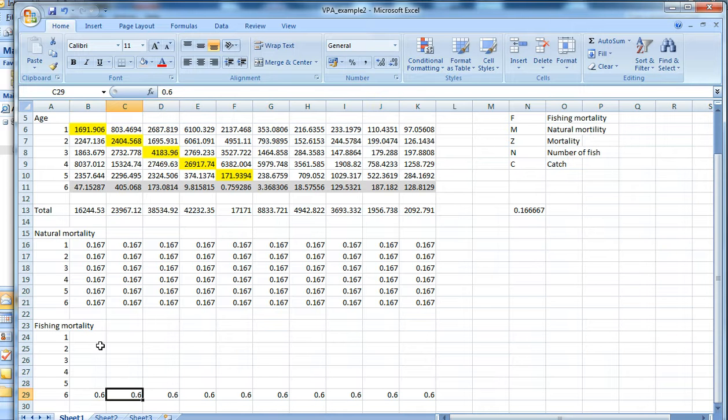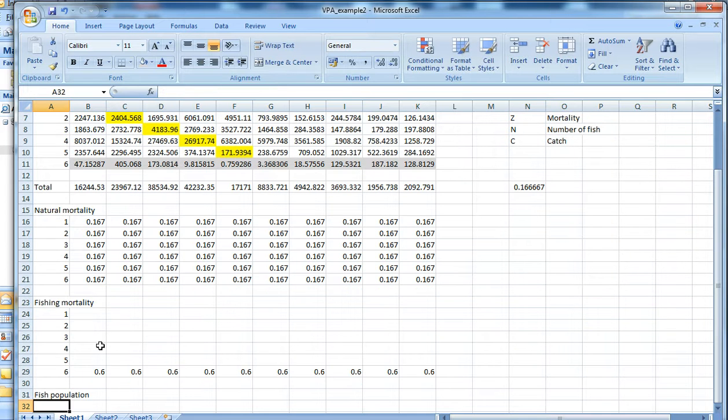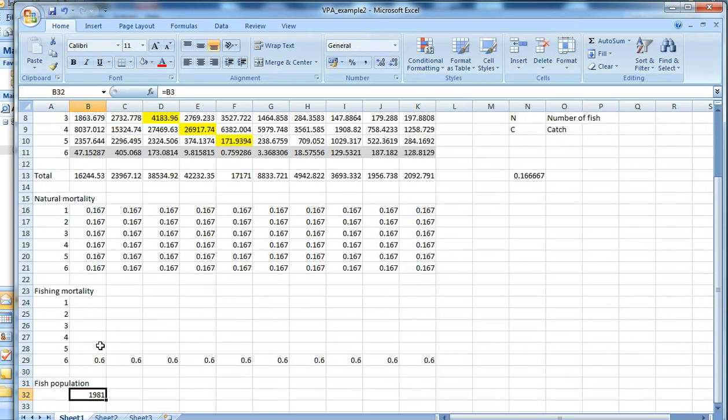Now I want to work out how many fish there were in the final year. So total. No, let's just call it fish population. Now I'm starting to lose track of it here, so what I'm going to do is stick the years in here so I can see.